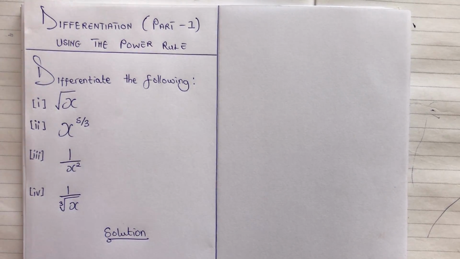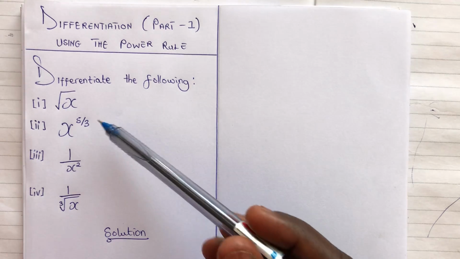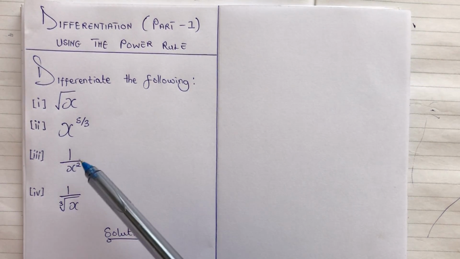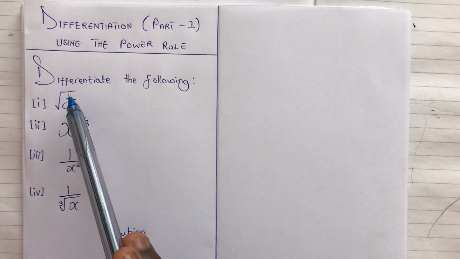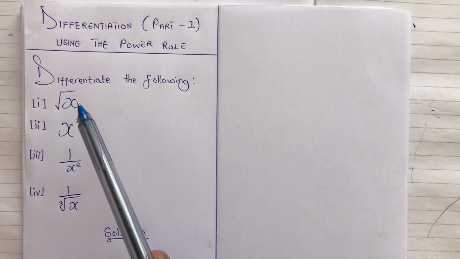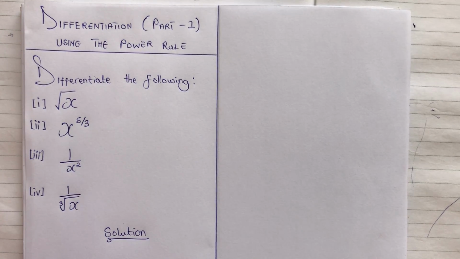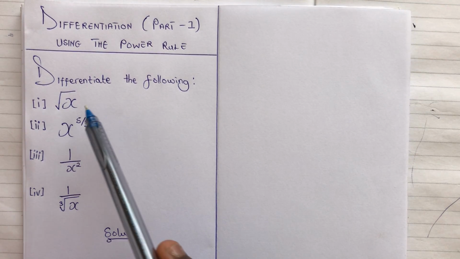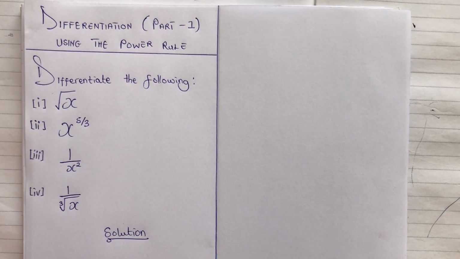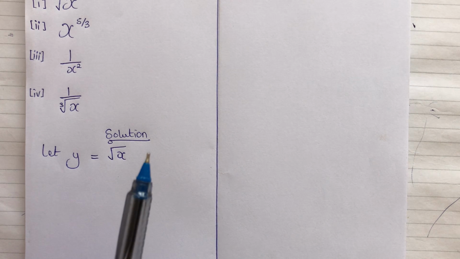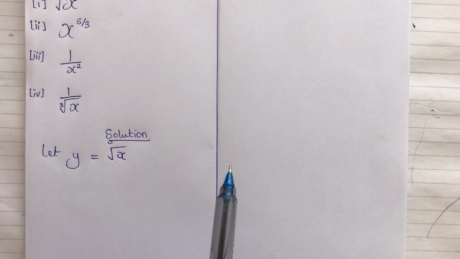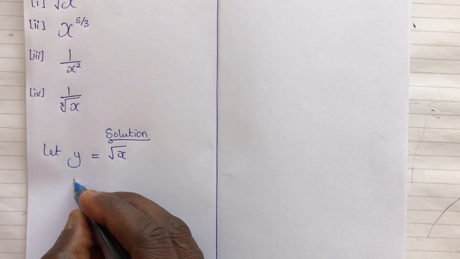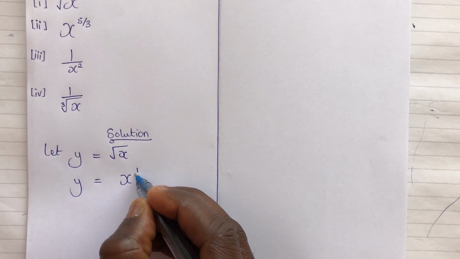So for this one, the first function, we have root of x. We have x to power 5 over 3, 1 over x squared, and 1 over cube root of x. To begin with, because we don't have a variable that is equal to these functions, we need to name these functions using the variable y. So first we will say let y be equal to root of x. Before I can differentiate, I need to change this term. Root of x is the same as x to power 1 over 2. So y becomes x to power 1 over 2.